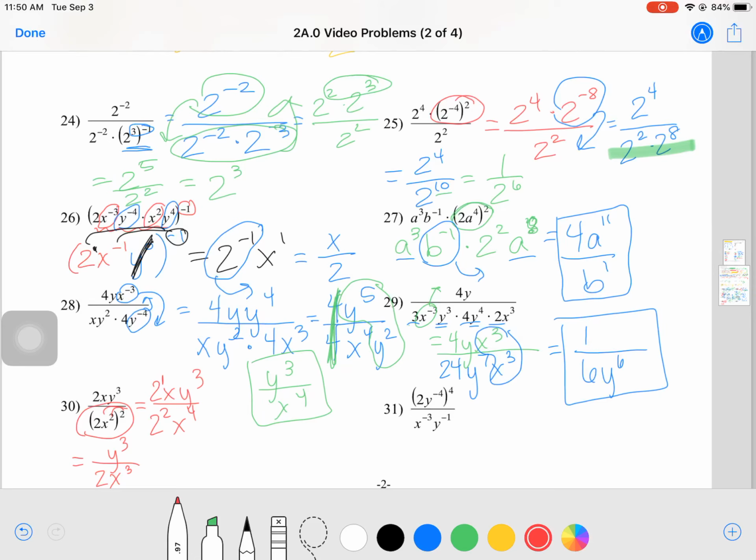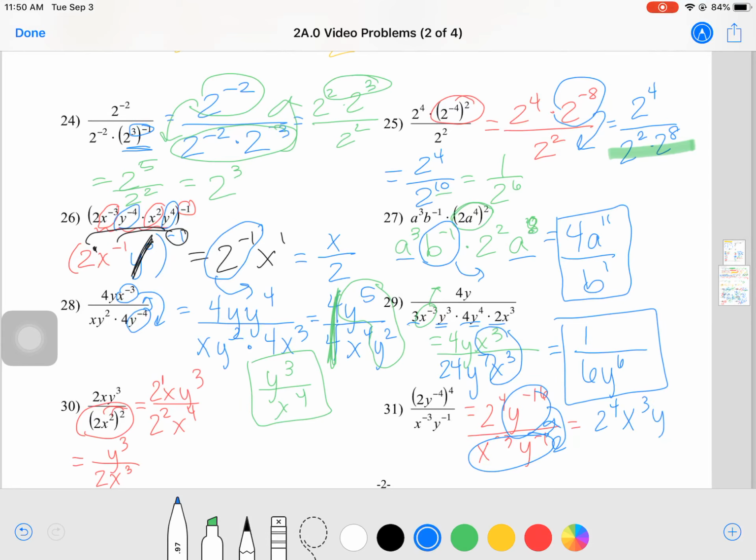Lastly, on this one, I would deal with my power property first. So this is going to be 2 to the 4th, y to the negative 16th, over x to the negative 3rd, y to the negative 1st. Deal with all of those negatives. Make sure when you deal with your negatives, you only move what was negative. So this 2 to the 4th does not move.